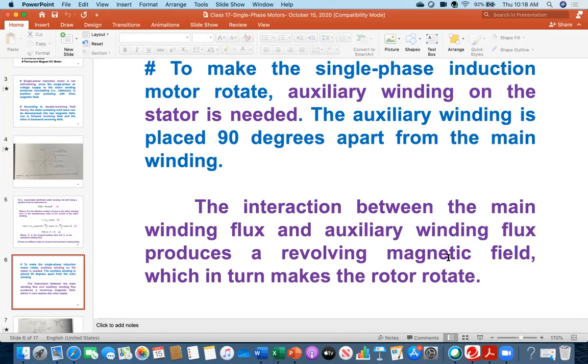What will happen? Then that revolving magnetic field will produce voltage on the rotor, the squirrel cage rotor. And that rotor will produce another flux. And then finally, there will be interaction between the rotor flux and this revolving magnetic flux, which finally will make the rotor rotate. So the thing is that initially you have to create this situation.